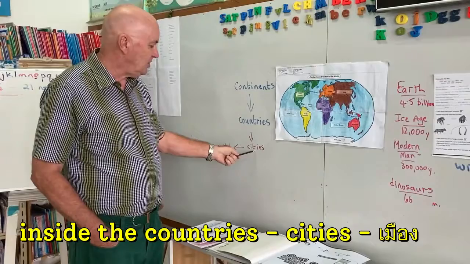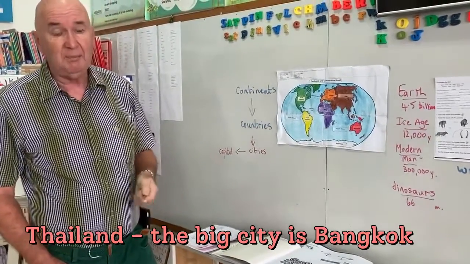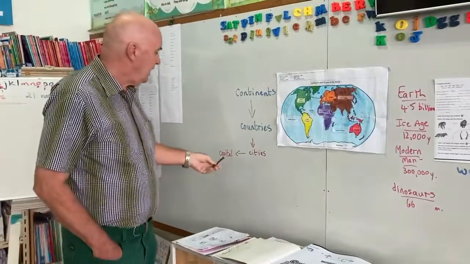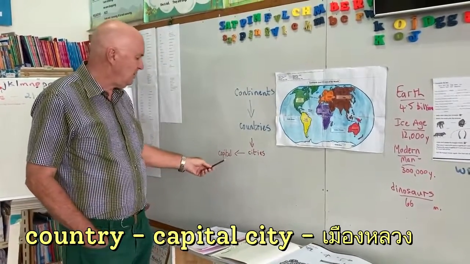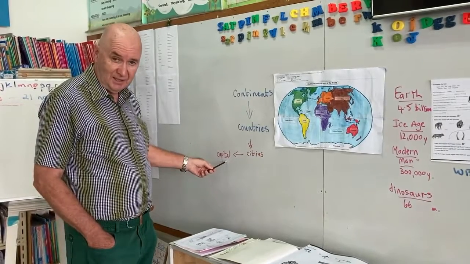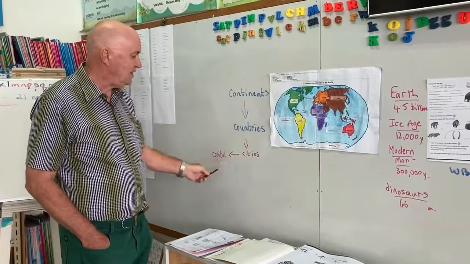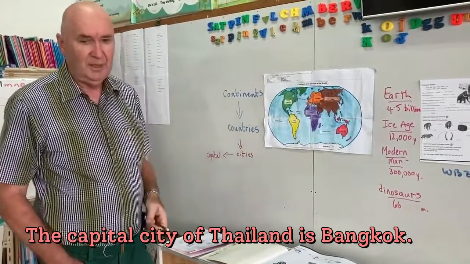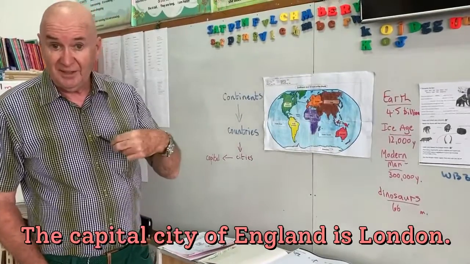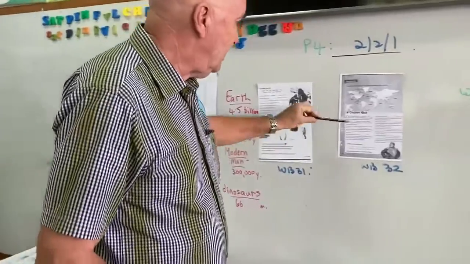And then inside the countries we have cities. Like in Thailand, the big city is Bangkok. Okay? And a country will have a capital city. That's usually where the government is. Usually the biggest city. The capital city is where the government of the country is. The capital city of Thailand is, of course, Bangkok. The capital city of England is, of course, London. So, let's have a look here.